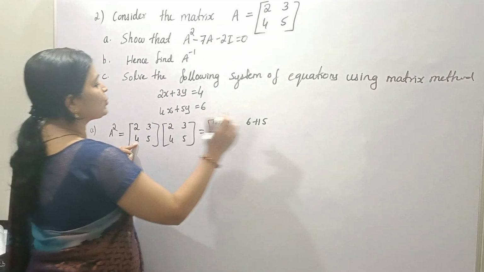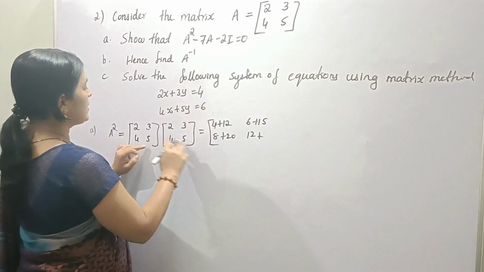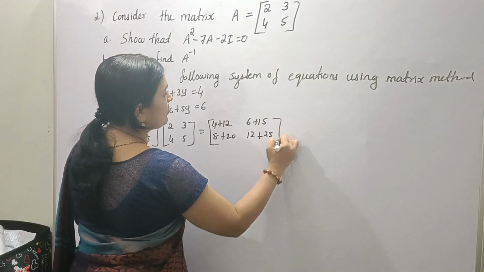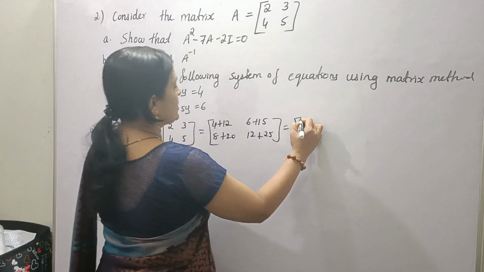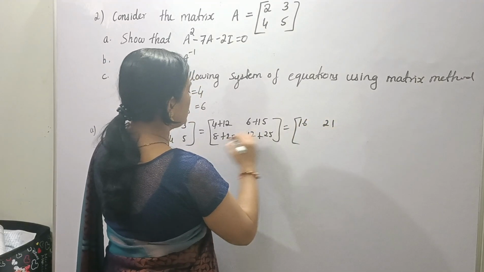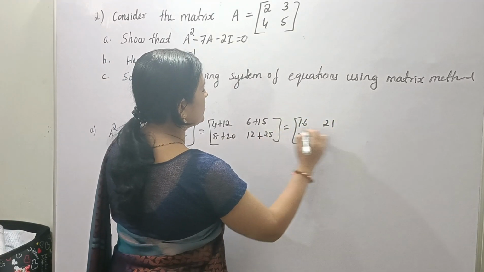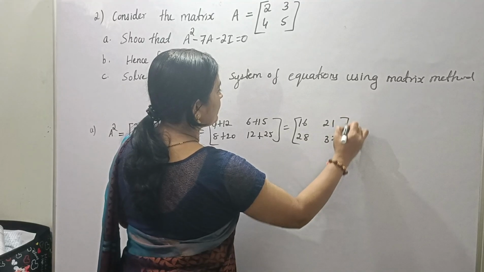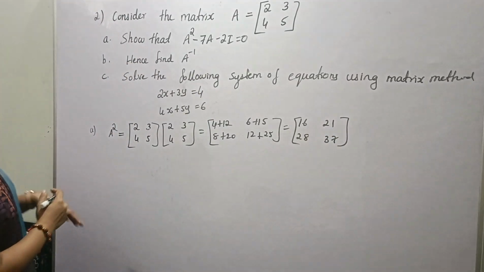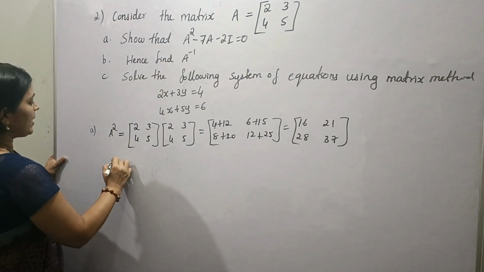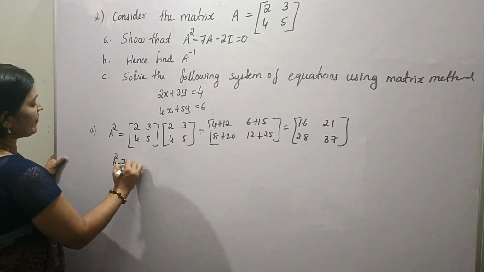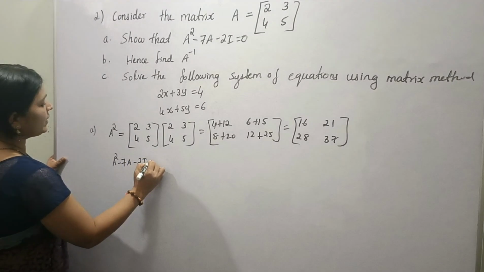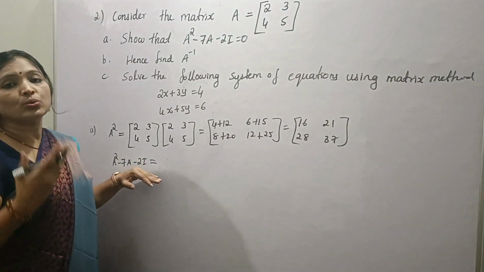Next, 4 into 3, 12 plus 25. That is equal to 16, 21, 28, 37. It is a square. Okay. Now let's find A square minus 7A minus 2I, which we have to show is equal to 0.